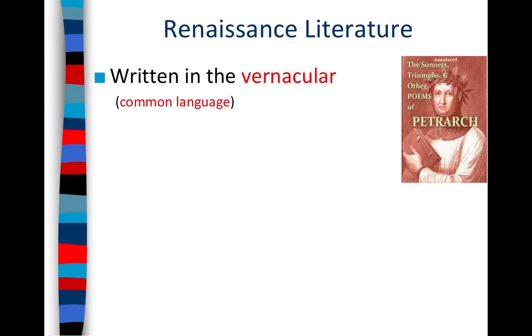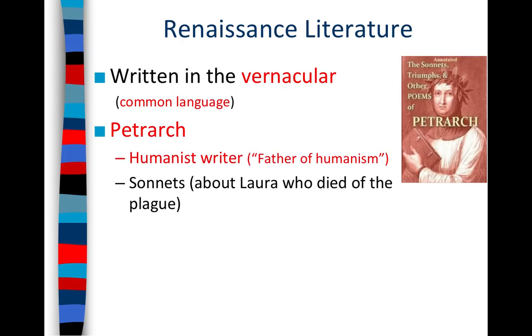Renaissance literature. Renaissance literature began to be written in the vernacular. So the vernacular would be the common language of the people. Before this, most things were written in Latin. Not everybody could read Latin.